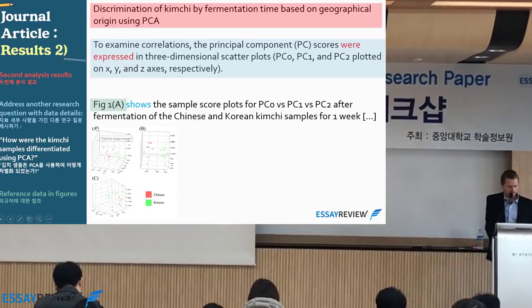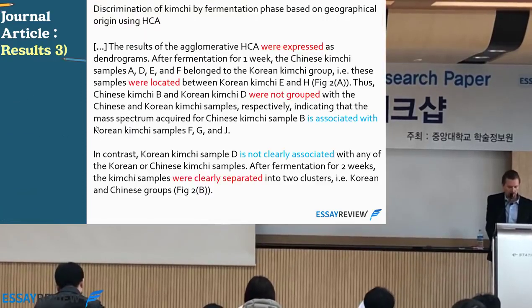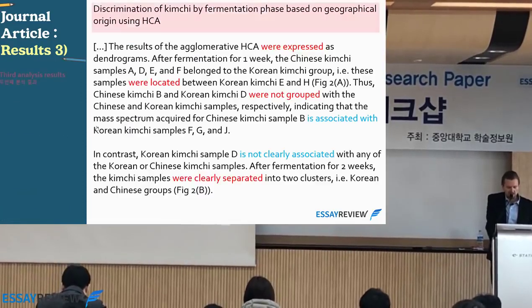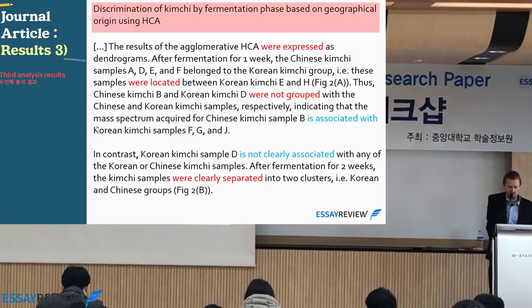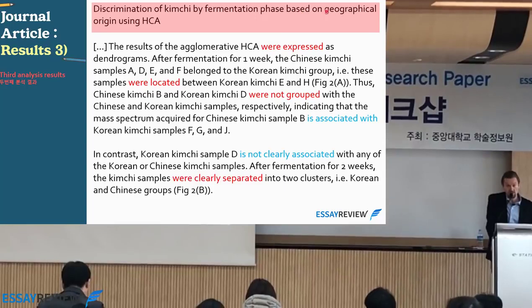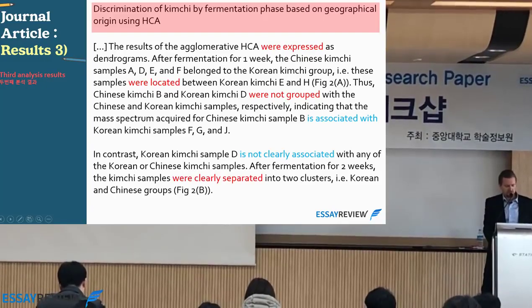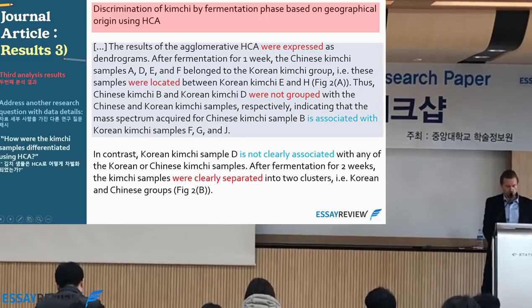Okay, here's the third paragraph. Remember, it's one paragraph. This is the heading: discrimination of kimchi by fermentation phase based on origin using HCA. Now, HCA was the second method of analysis, if you remember. And another research question is addressed: how were the kimchi samples differentiated using HCA? These research questions you should have in your mind before you write the paper, so you can answer them in your results.